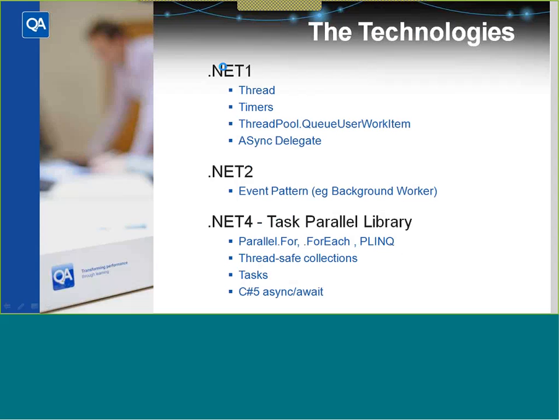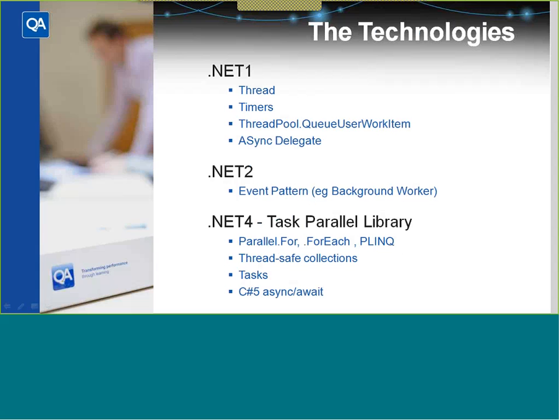So what technologies does .NET offer? Well, here's a bit of history about what we've got. We'll spend a little bit of time, not much, on the sort of .NET 1 ones, the thread and the queue user work item will feature. The async delegate, you'll probably find these things around in code that you see, but the way that we do it nowadays is very much down in the .NET 4 style here.